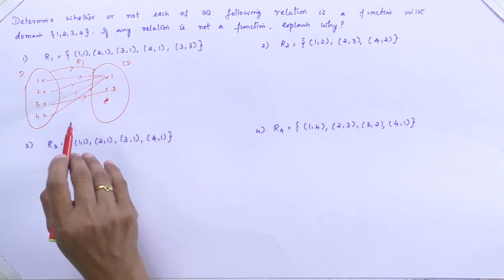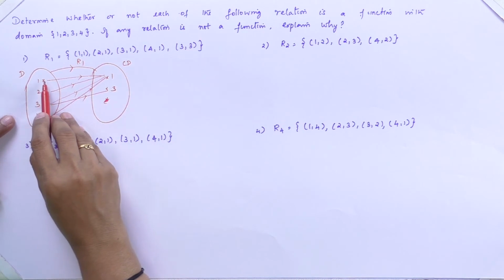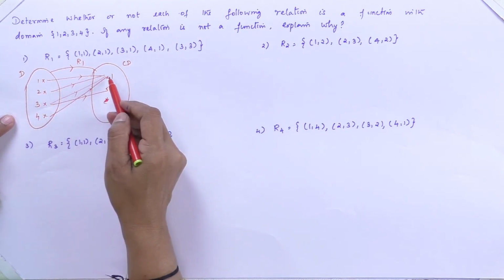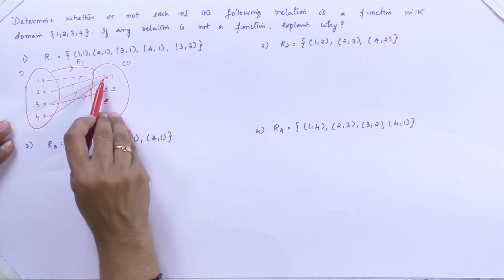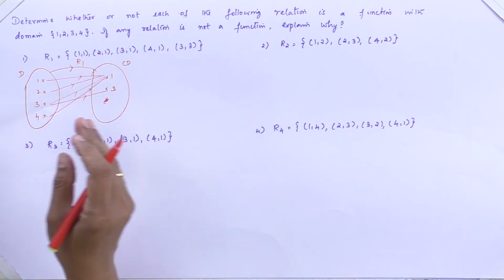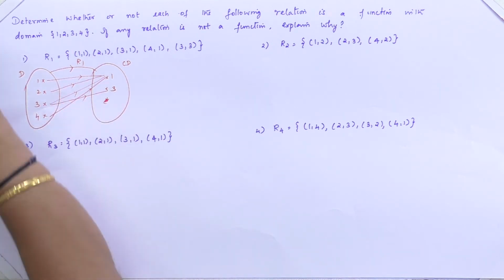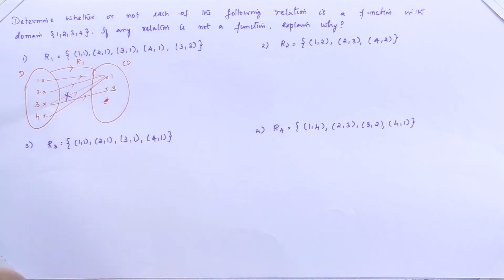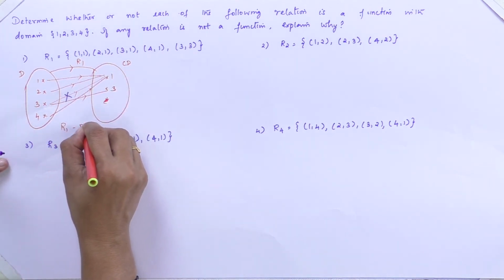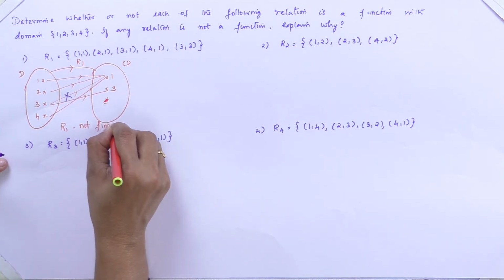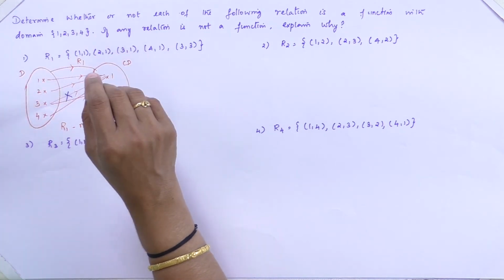Just recall that analogy. What does that analogy say? I can have all these elements mapped to one single element. That is possible. But this 3 cannot have two different mothers. A child cannot have 2 mothers. Since this is ruled out, therefore R1 is not a function.